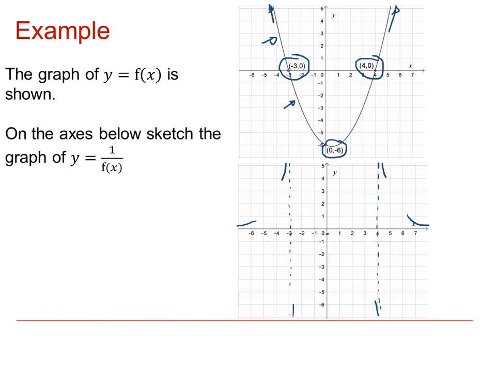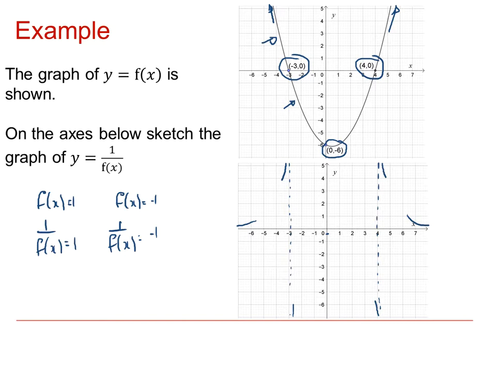One other thing that's worth looking at is when the value of f of x is equal to 1, because if f of x equals 1, then 1 over f of x is also equal to 1. Likewise, for f of x equal to negative 1, 1 over f of x must be equal to negative 1.